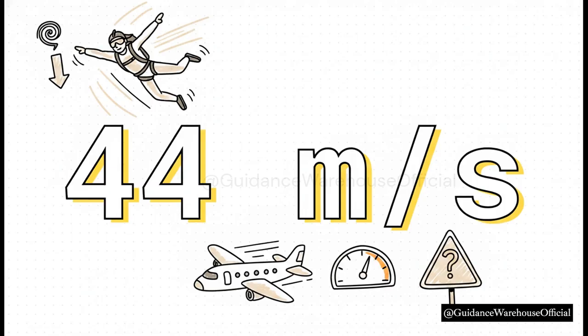Let's actually plug in some real numbers to see this in action. Take an 85-kilogram skydiver falling in a spread eagle position. We know gravity is 9.8 meters per second squared, we know the density of the air, we estimate his frontal area and his drag coefficient. And when we crunch those numbers, we get 44 meters per second. That's about 160 kilometers per hour. That is his absolute maximum falling speed in that specific position.